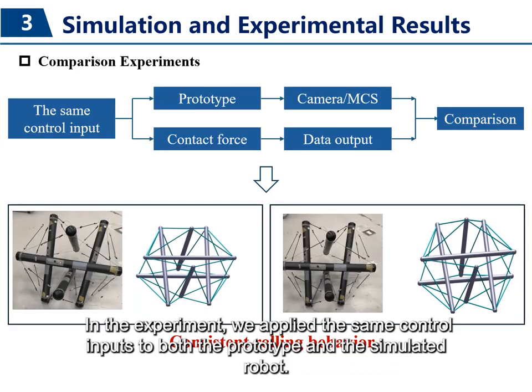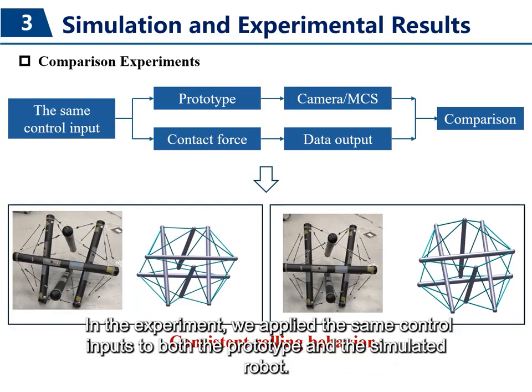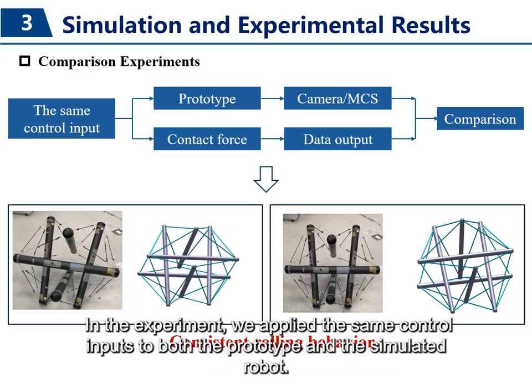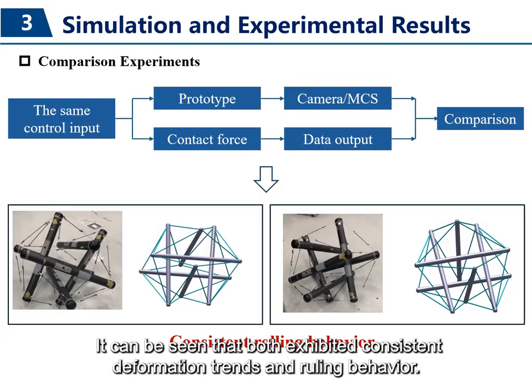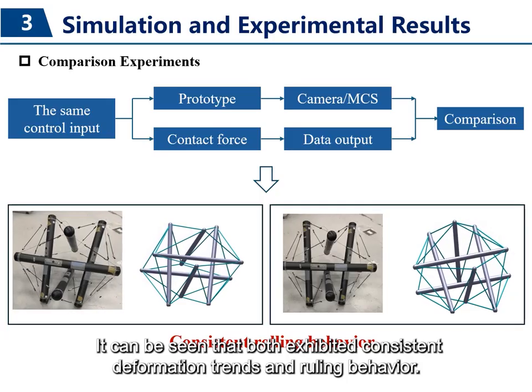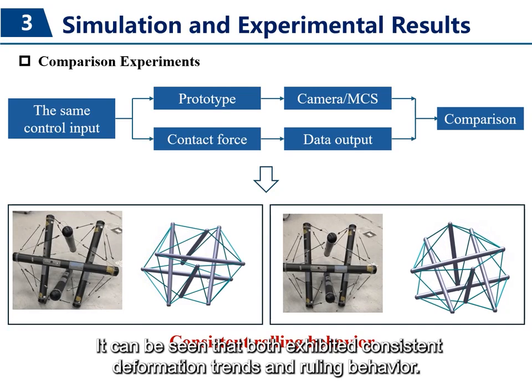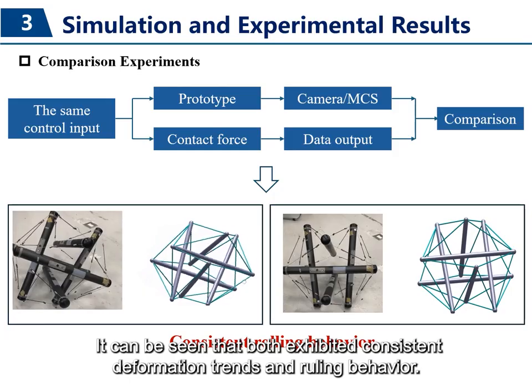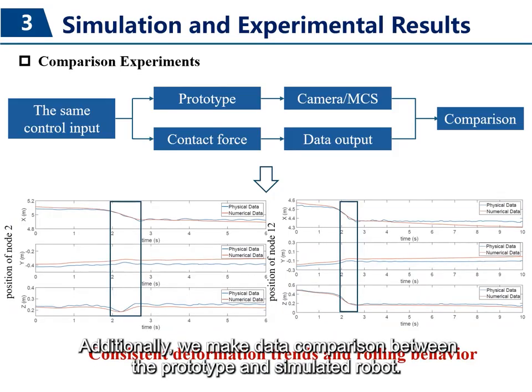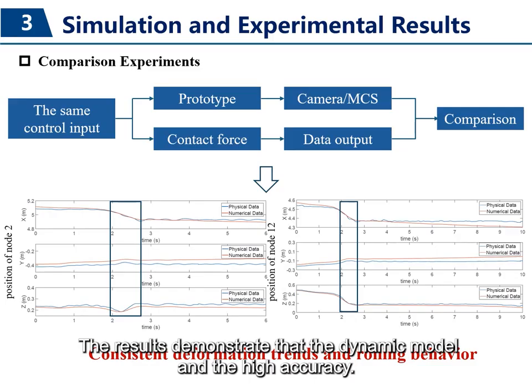In the experiment, we applied the same control inputs to both the prototype and the simulated robot. It can be seen that both exhibited consistent deformation trends and rolling behavior. Additionally, we make data comparison between the prototype and the simulated robot. The results demonstrate that the dynamic model has high accuracy.